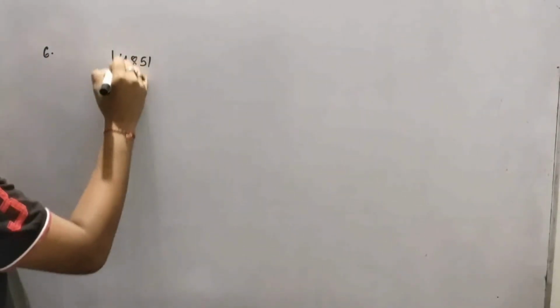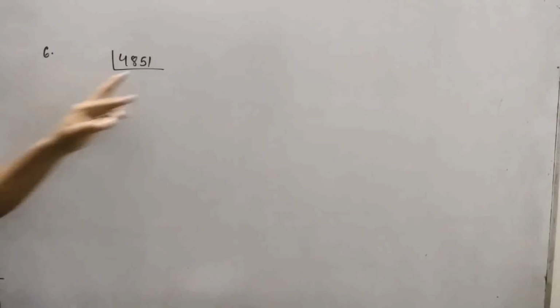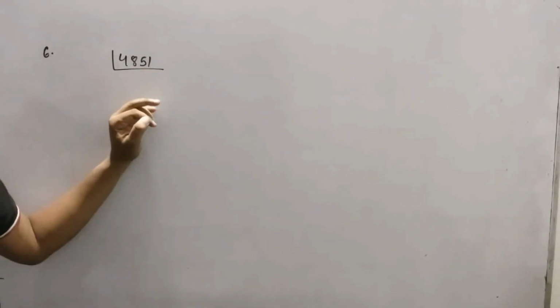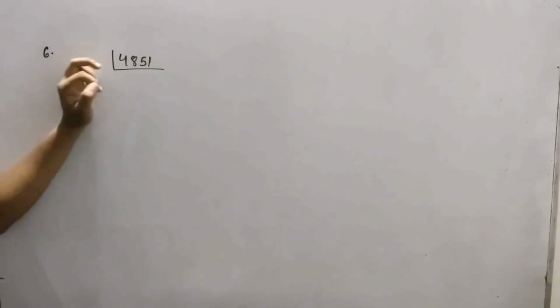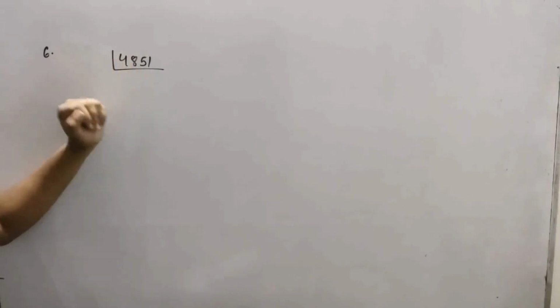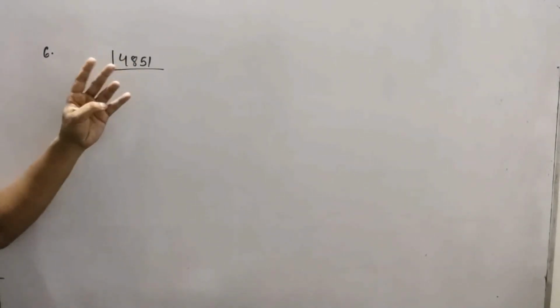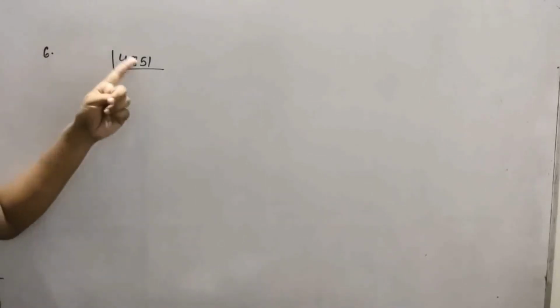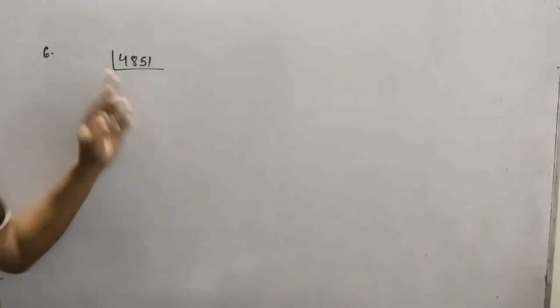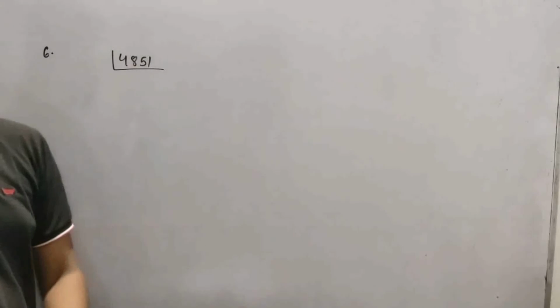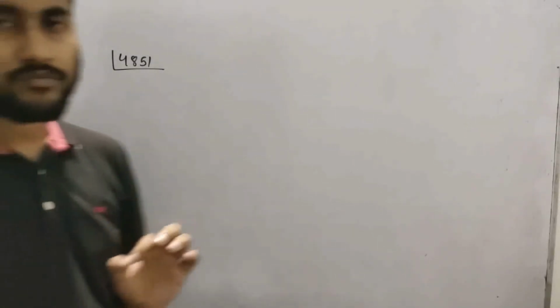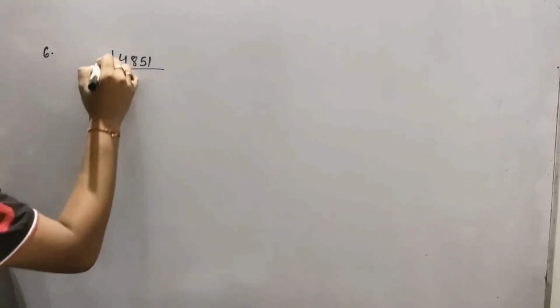4851. By what will you go? 1 is there, it is an odd number, so it is not divisible by 2. So check by 3. 4 plus 8 plus 5 plus 1 is how much? 18. 18 is divisible by 3, so this number is also divisible by 3.